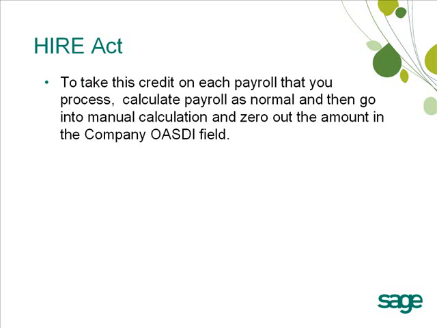To take this credit on each payroll that you process, calculate the payroll as normal and then go into manual calculation and zero out the amount in the company OASDI field.